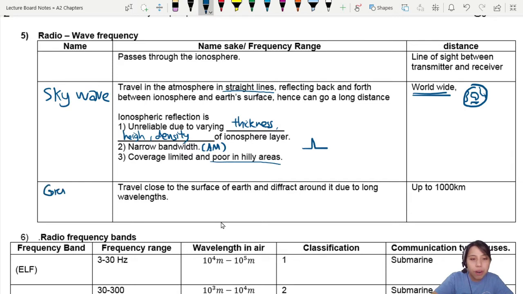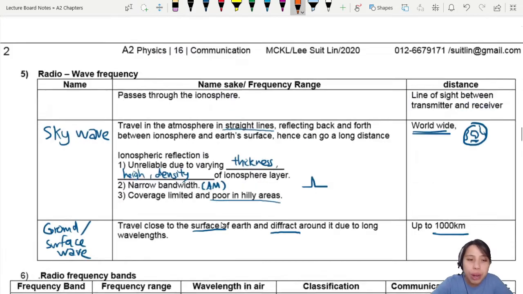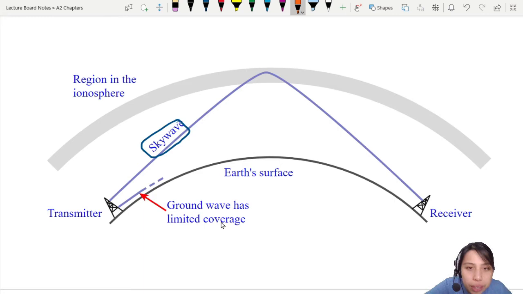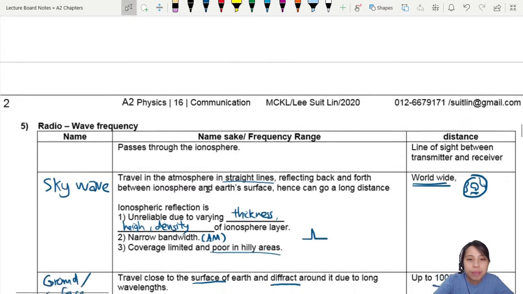So this is called the ground wave, or sometimes some books will call it the surface wave. As you can guess, it travels close to the surface and has a very long wavelength, so it can diffract and bend around the earth a little bit, but up to 100 km only. It's not as long as worldwide, cannot go worldwide. So that's our ground wave, and in the diagram here it looks something like the one down there. You bend maybe a little bit here, then no more, it will diffract. It travels in a curved path, and that one has the lowest frequency compared to the sky wave.